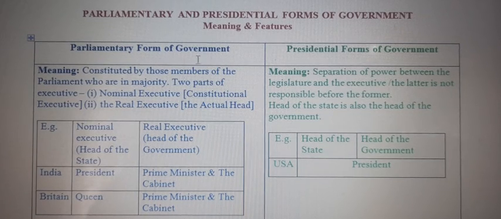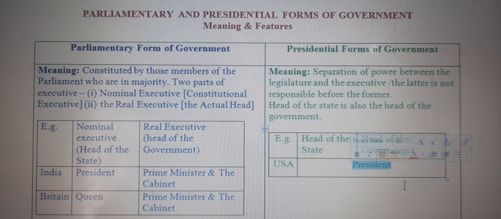In parliamentary form of government, there are two types or two parts of the executive, whereas in presidential form of government, there is only one part, and that is the head of the state or head of the government, single person, the president. If you see the example of USA has a presidential form of government. We have president in USA, who is the head of the state and also the head of the government.